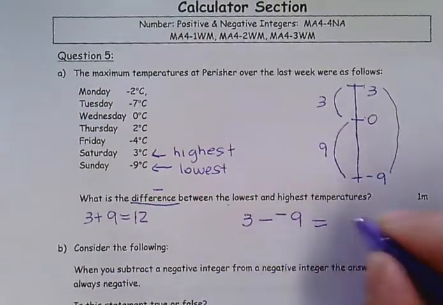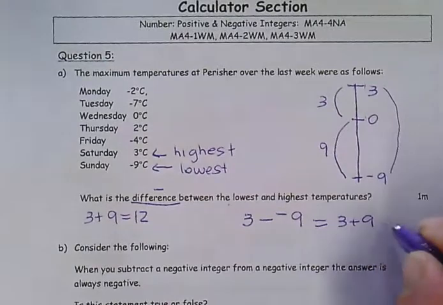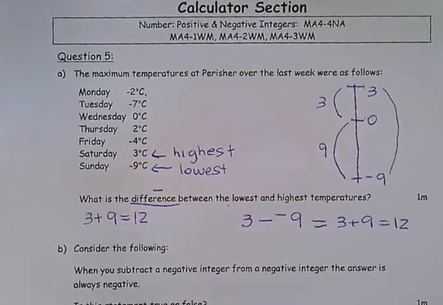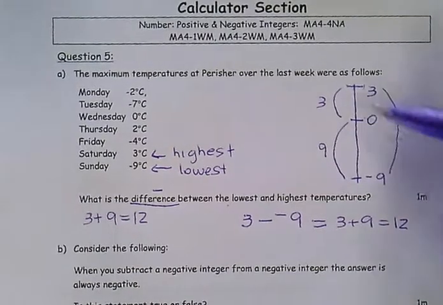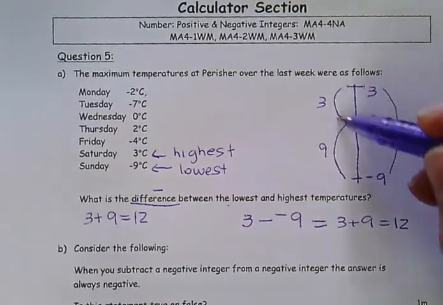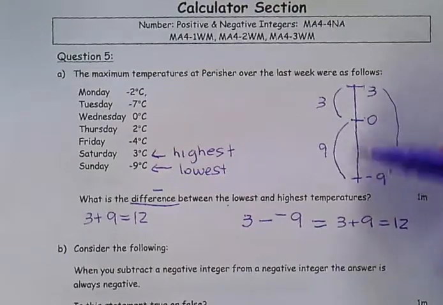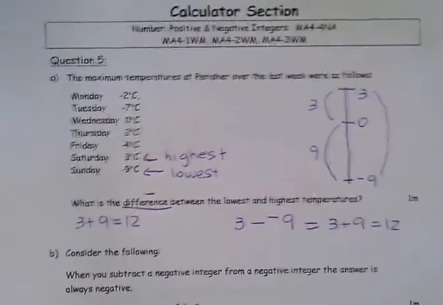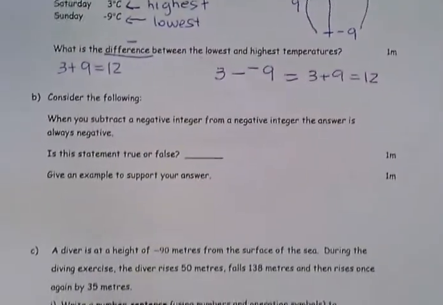So 3 take away -9 is 3 plus 9, which is 12. Okay, so that's another way you can do it. But I like to use a diagram for this question, that there's a difference of 3 between 0 and 3 degrees, and the difference between -9 and 9 is 9. Okay?